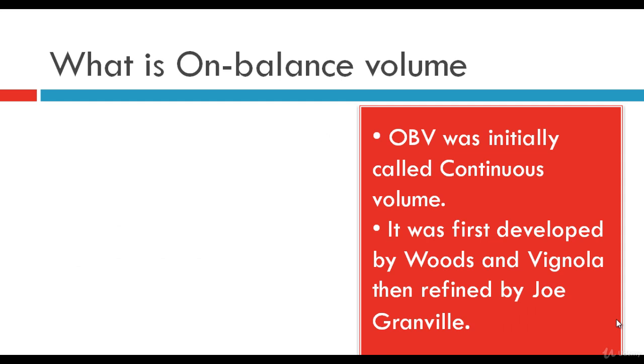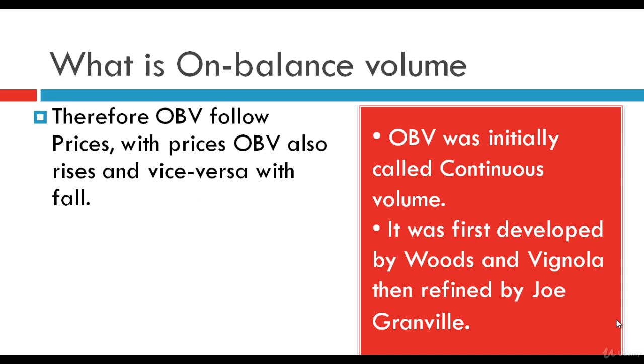OBV was initially called continuous volume, and it was first developed by Woods and Vignola, then refined by Joe Granville. The OBV follows prices. With prices, OBV also rises, and vice versa with a fall. So basically, OBV is following the prices along with the volume and merging them. Through the OBV, you will see what really is happening.